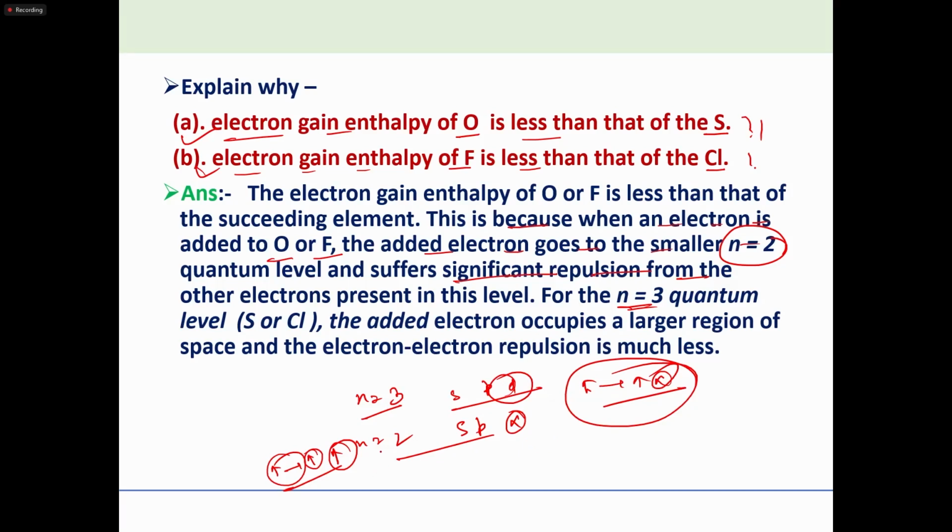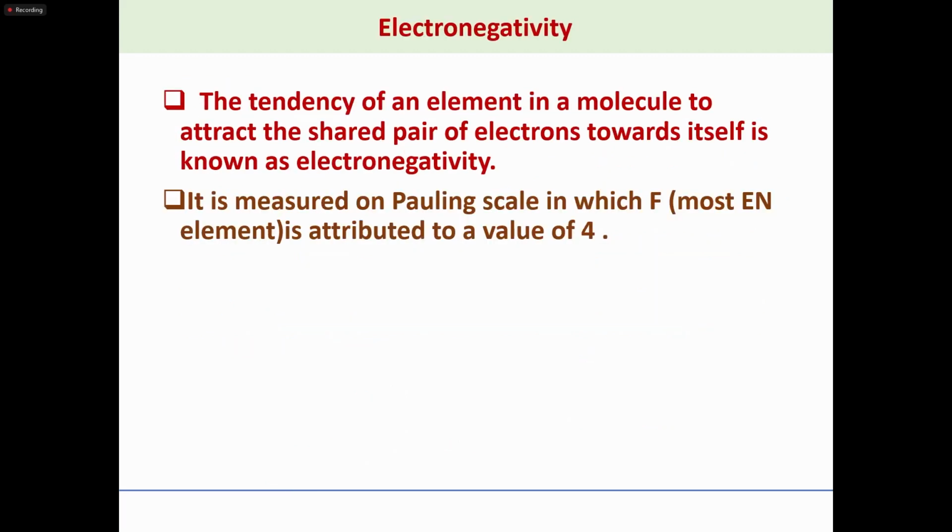So that's why adding one electron to oxygen and fluorine is very, very difficult compared to sulfur and chlorine. That's why the electron gain enthalpy of oxygen is much less than sulfur, and in the fluorine case it is also the same. Now we will talk about electronegativity. Electronegativity and electron gain enthalpy have a similarity.